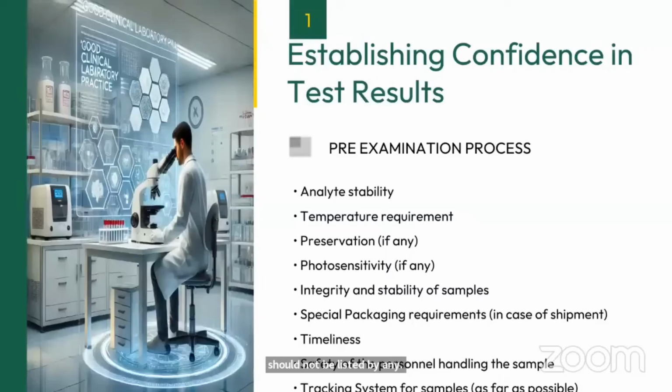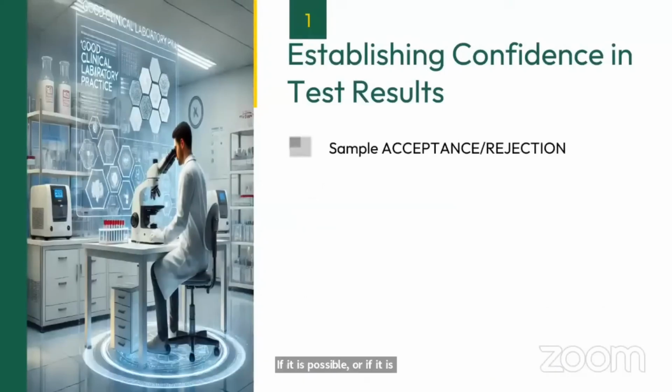Tracking of the samples, or a tracking system for samples, should be available. A tracking system is when we make any shipment or consignment, we get some tracking, like where your parcel or courier is available, where it has gone, and where it is located now. So as far as possible, if a tracking system is available, it should be practiced if it is feasible.